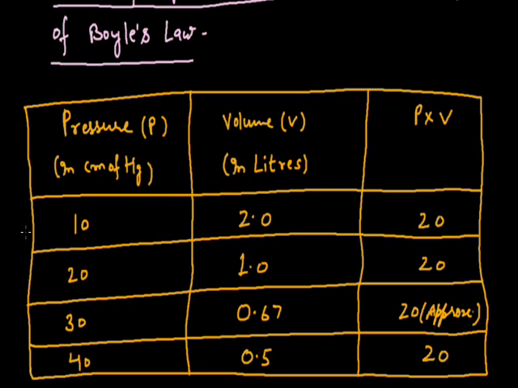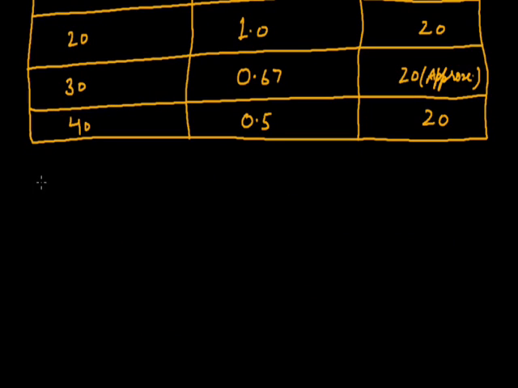If pressure is 10 centimeters of mercury and volume is 2 liters, then the product is 20. If we decrease the volume and it becomes 1 liter, then pressure would increase to 20 and the product would remain again 20. If volume further decreases to 0.67, then pressure would increase to 30 and the product would again be approximately 20. And if volume further decreases to 0.5, pressure would become 40 and the product would again remain 20. Conclusion: The product of pressure and volume, P into V, is a constant quantity provided that the temperature is constant.